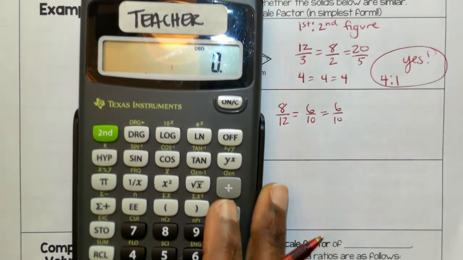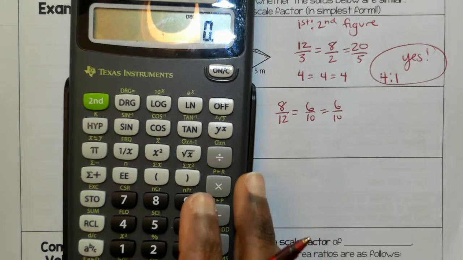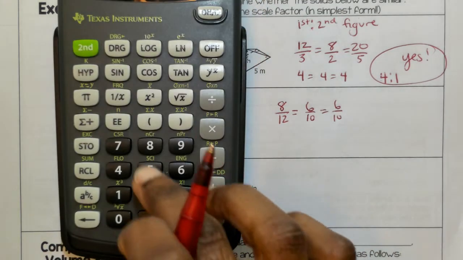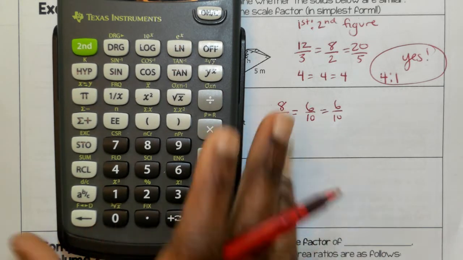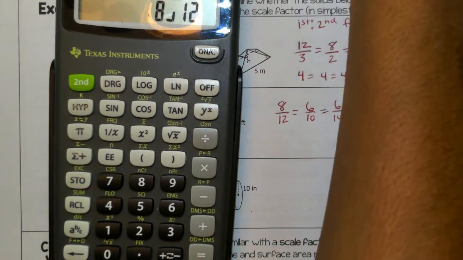If you're not that great at simplifying fractions, then you can use this calculator. So again, to do that, we just do 8 over 12. Then we use the ABC button. I'm going to zoom out a little bit so that you can see.